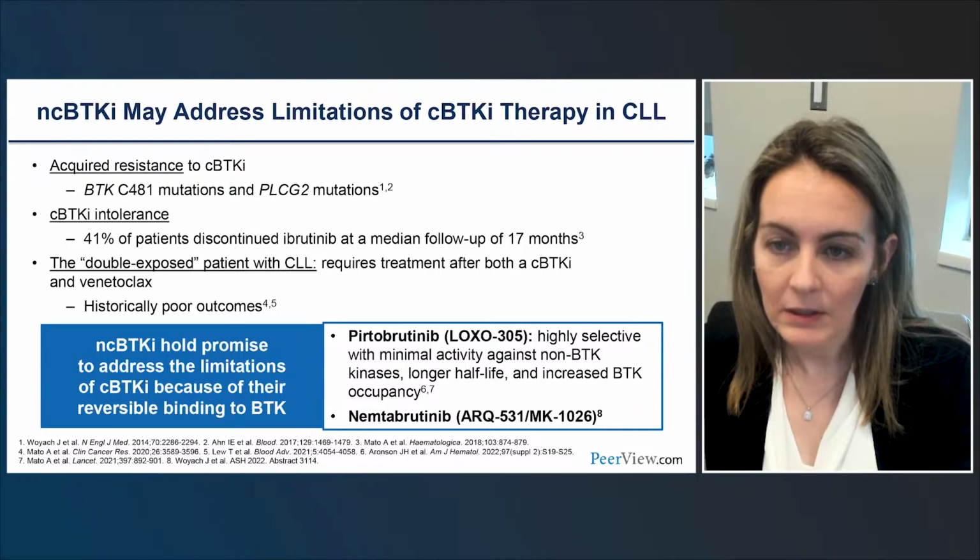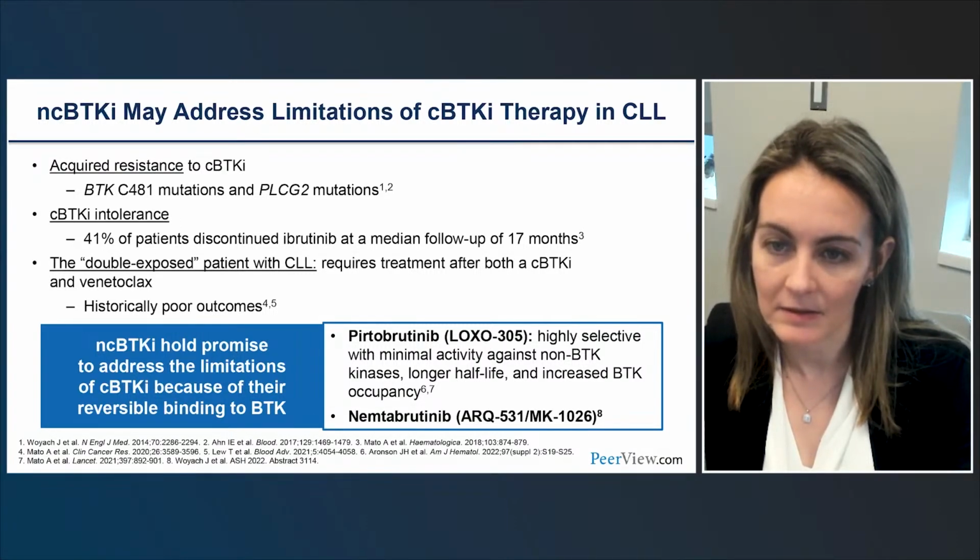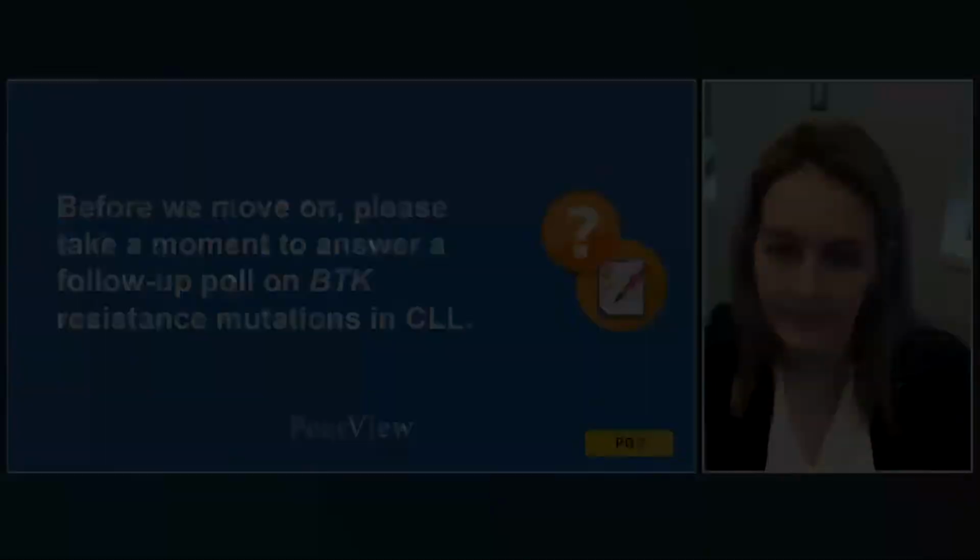So here I want to direct you to a video that we have developed that will focus on resistance to BTK inhibitors in patients with chronic lymphocytic leukemia.